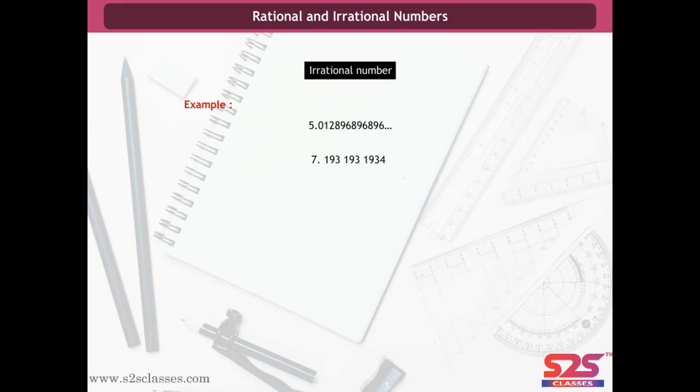However, it is a non-terminating and non-repeating decimal number, as the first 6 digits after the decimal are 193193, repetition of 193. But the next digits are 1934. Hence altogether no number is repeating itself. Hence it is an irrational number.